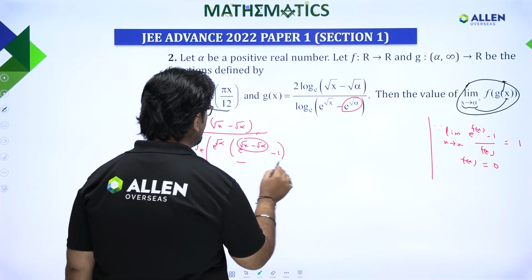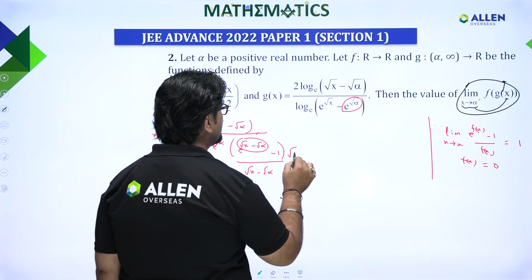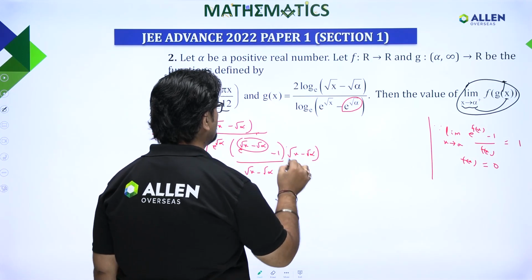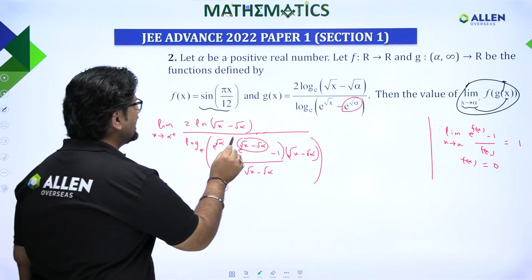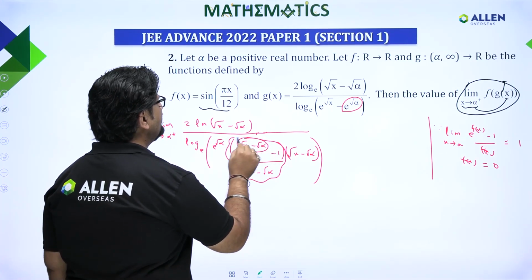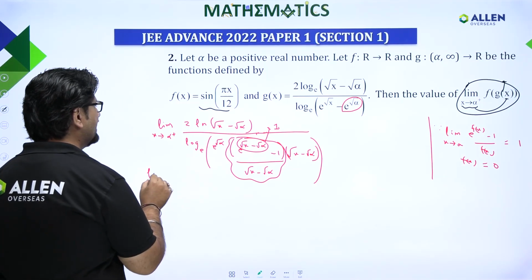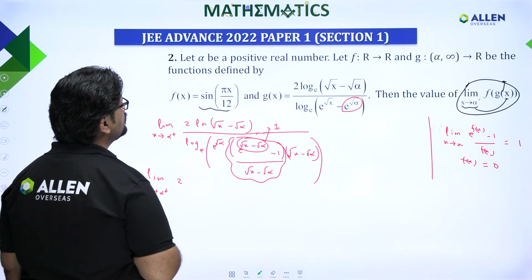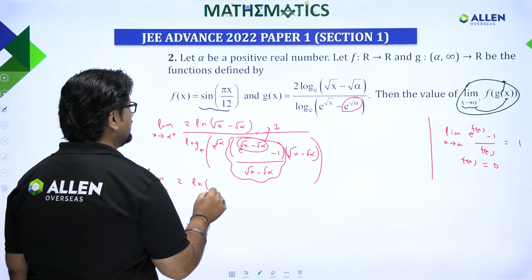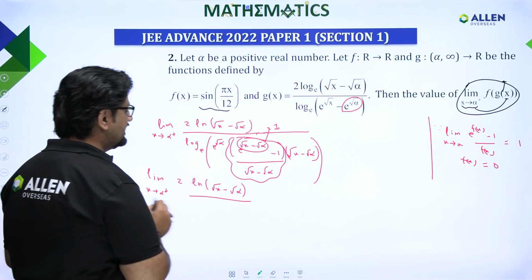So what I am doing here is multiplying and dividing by the same expression, root x minus root alpha. Hopefully it should be very clear to all of you. Now by the standard limit, it would definitely be 1. So after putting it as 1, what I am getting here is the limit as x tends towards alpha plus of 2 multiplied by ln of root x minus root alpha. And now what is left inside?